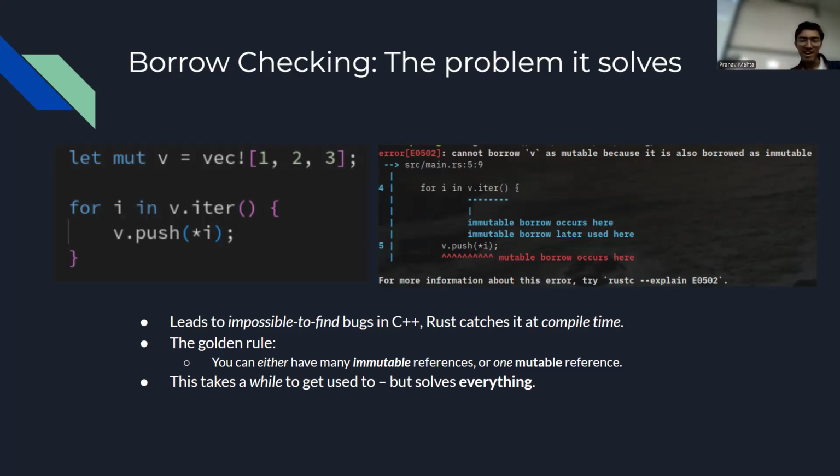But you can imagine what the right thing to do if you need to mutate v while iterating over it is to actually call v.iter_mut, and this will give you a mutable reference to the element of v, and now you have a mutable reference just to that one element. So you can modify that one element inside the for loop.